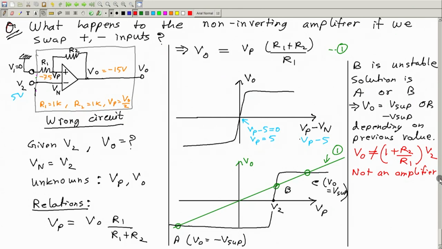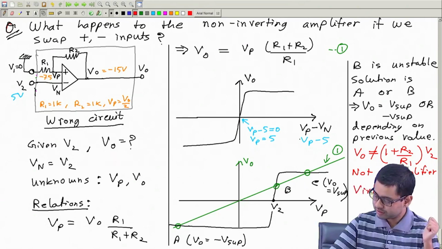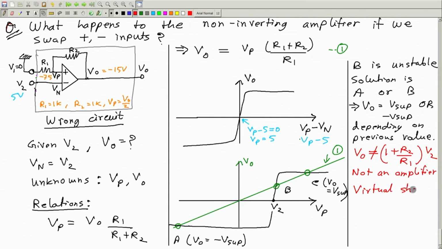What else can we say? Can we say something about the virtual short? The virtual short is not going to work. It is not true. Why? The solution will not be this one, B, since that is unstable. So let's consider only C or A.